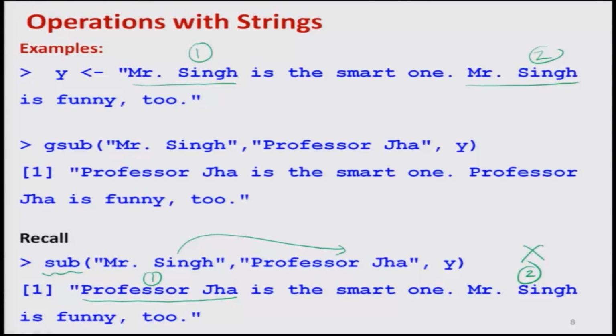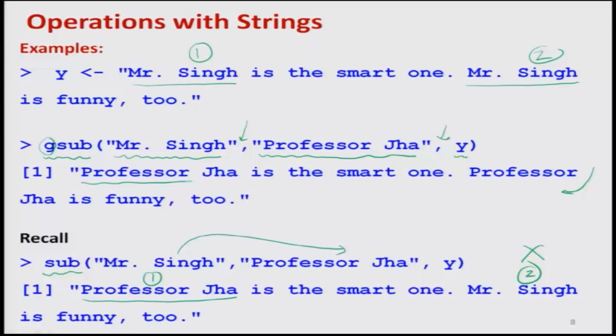So, I try to use another command here, gsub, global substitution, and I say R, please try to look for the word Mr. Singh and please replace it by Professor Jha in the string which is given by here y, and all these arguments are separated by commas. And now I am asking, this is g, so R, please do it globally. Now this is the outcome.